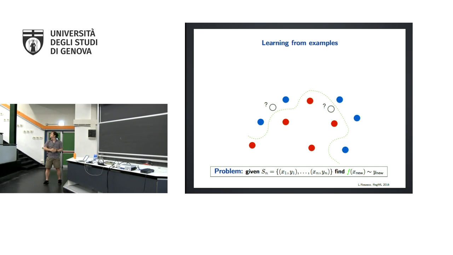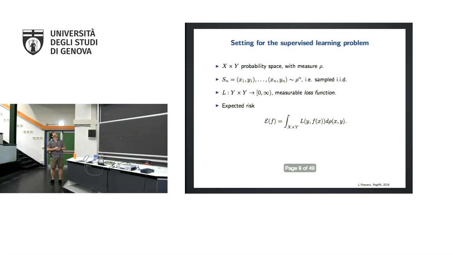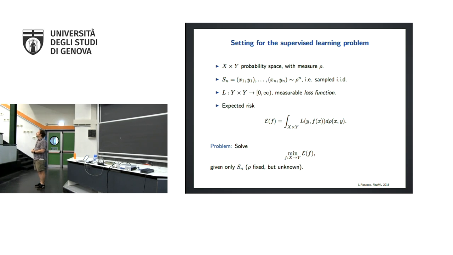All right, does that make sense? This was a bit easy, so now we try to spice it up a little bit. You take the input cross the output to be a probability space with measure rho. You assume the data to be IID with respect to this measure. You take a loss function, and technically you need this loss function to be measurable. You define the expected risk. You would like to minimize it, you cannot, but you have the data. Clear?